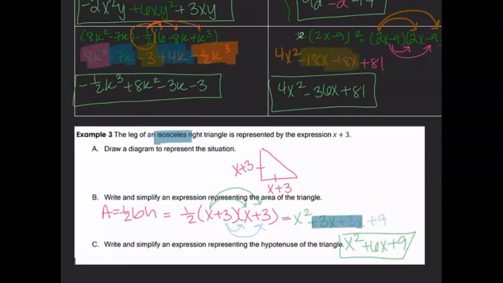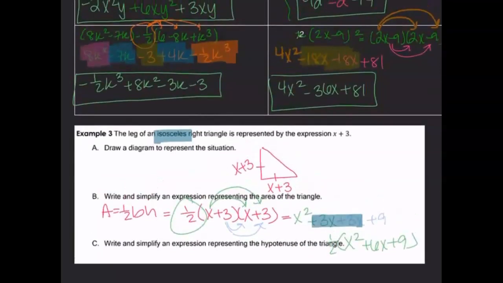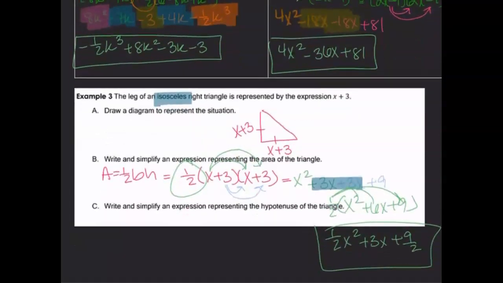Before I circle that, we have to remember that actually there's still a 1/2 in front of everything. So I have to take half of everything here. So half of x squared is just 1/2 x squared. Half of 6 is 3. And half of 9 is just 9/2. So that's my answer, 1/2 x squared plus 3x plus 9/2.